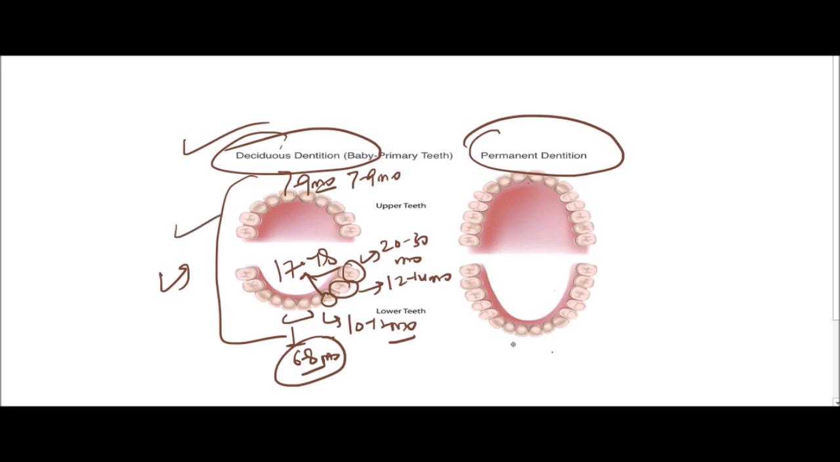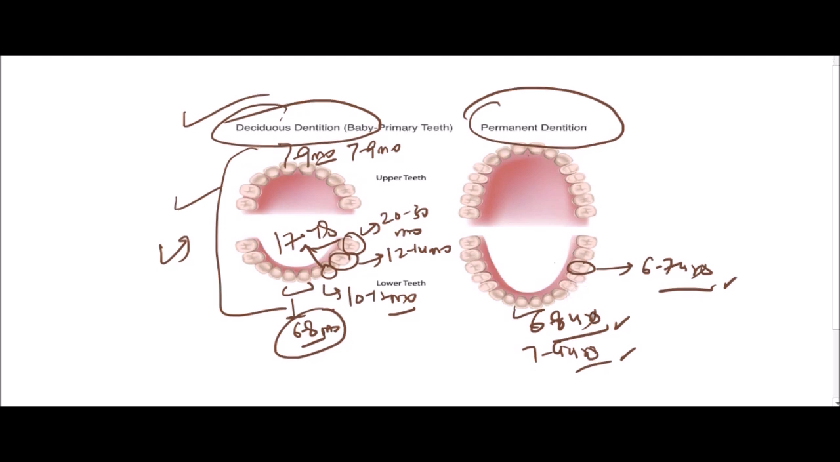Now the permanent dentition. First is the first molar that erupts at the age of 6 to 7 years. Now the central incisors erupt at the age of 6 to 8 years. Now the lateral incisors erupt at the age of 7 to 9 years. Now the first premolar erupts at the age of 9 to 11 years, and the second premolar erupts at the age of 10 to 12 years.